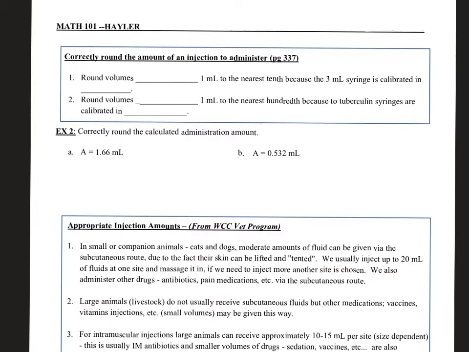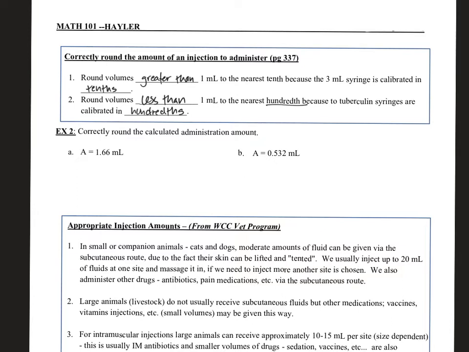So, how to correctly round the amount of an injection to administer. And note, this is on page 337 of your textbook. So, for the first thing, round volumes greater than 1 milliliter to the nearest tenth, because the 3 milliliter syringe is calibrated in tenths. Alright, so if they're bigger than 1, you're going to round off to the tenths. Number 2, round volumes less than 1 milliliter to the nearest hundredth, because tuberculin syringes are calibrated in hundredths.